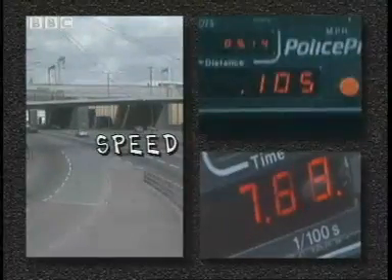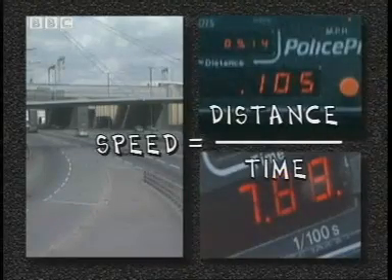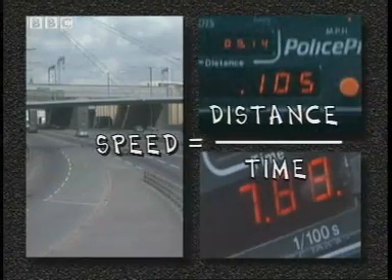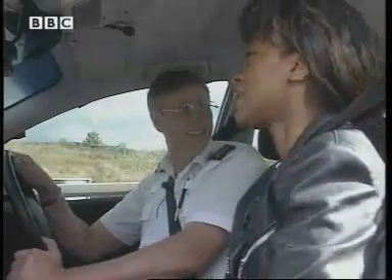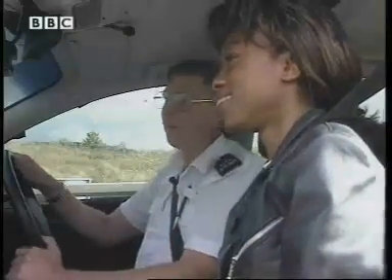Now to get the speed, all I have to do is divide the distance by the time the car takes to cover it. Luckily the computer does that for me. 49.93. Oh, you were lucky. Just within the limit by 0.7 of a mile an hour. You were lucky.